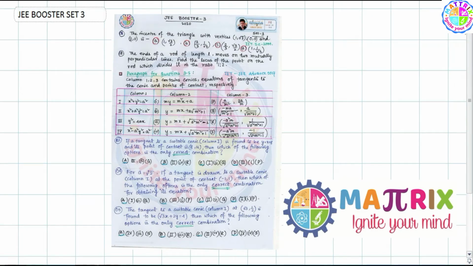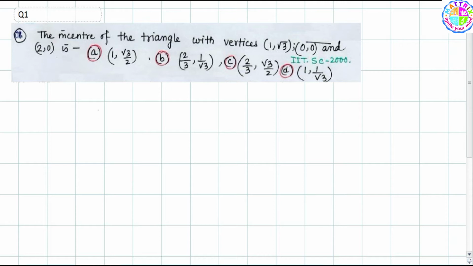This is JEE Booster 3 problem number 1. The incenter of the triangle with vertices (1, root 3), (0, 0) and (2, 0) is: 1, root 3 by 2; 2 by 3, 1 by root 3; 2 by 3, root 3 by 2; 1, 1 by root 3.